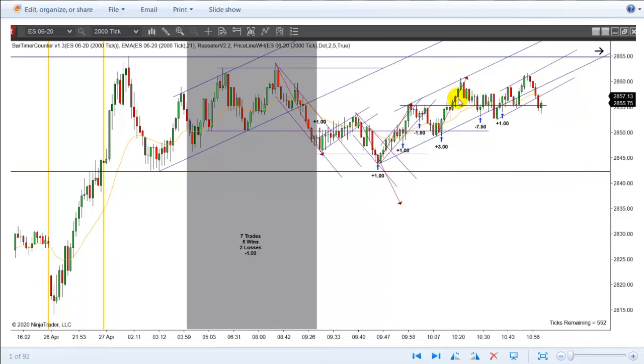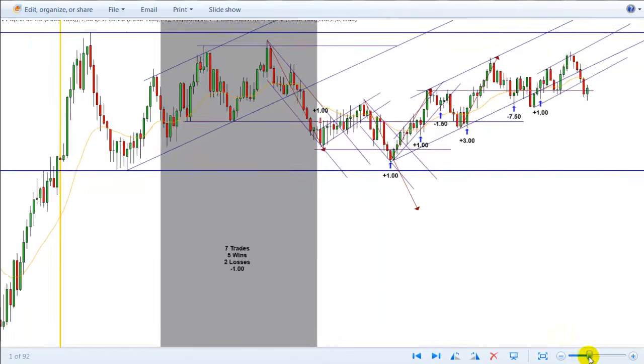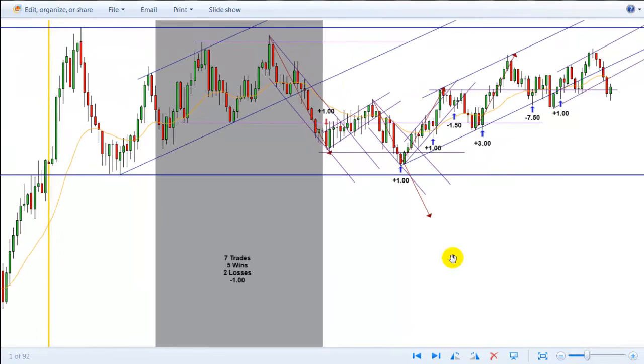He sees the resistance up there. He sees the support down here. He's reading this pretty well, and he has 7 trades. 5 of them wins and 2 losses. But the problem was this loser right here cost him everything. So that's where he had an issue. But I wanted to talk about this trade.